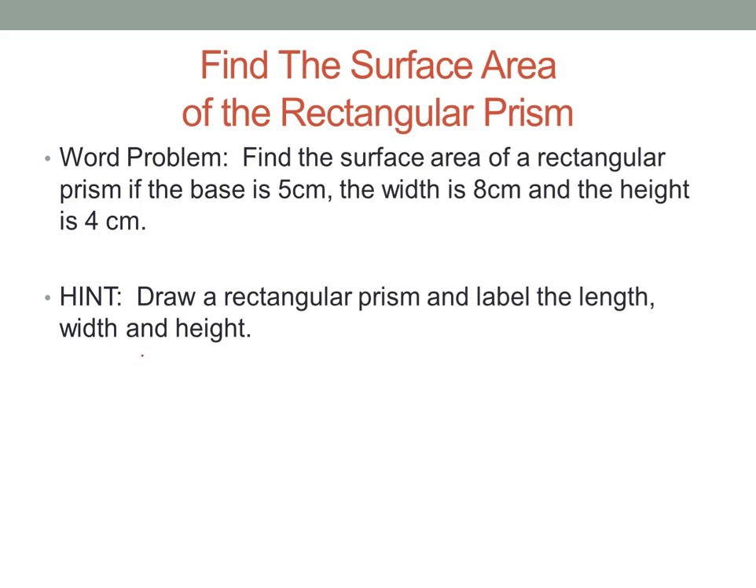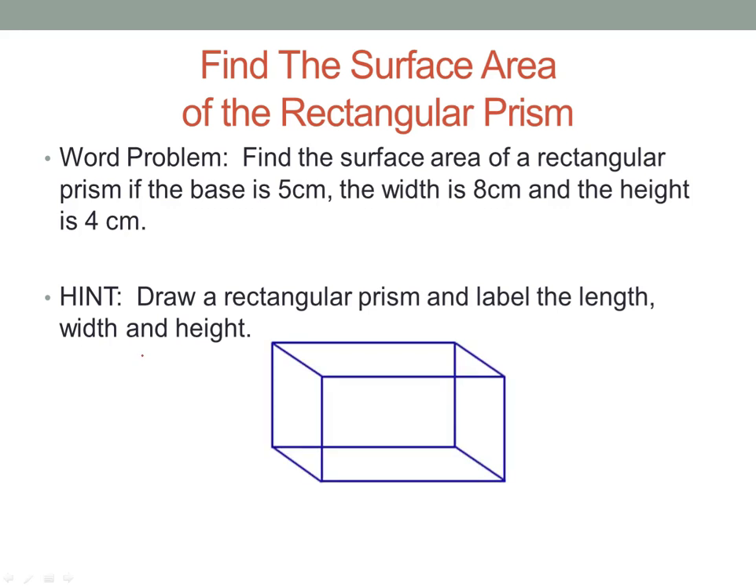All right, now I want you to find the surface area of a rectangular prism. I'm giving you a word problem. Find the surface area of a rectangular prism if the base is 5 centimeters, the width is 8 centimeters, and the height is 4 centimeters. So I'm going to help you with a hint. Draw the rectangular prism and label the length, width, and height. So I'm going to help you draw it. There's a rectangular prism. If you need to copy it off the screen, you can, or bring it into Notability, and then label the length, width, and height, and figure out the area.